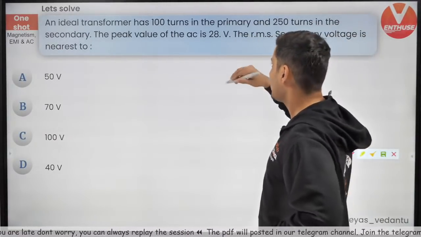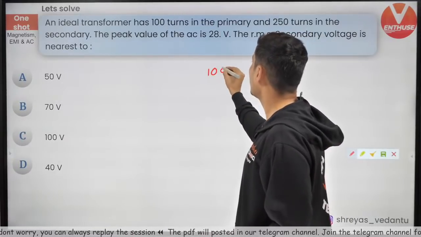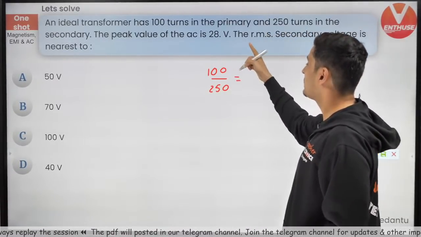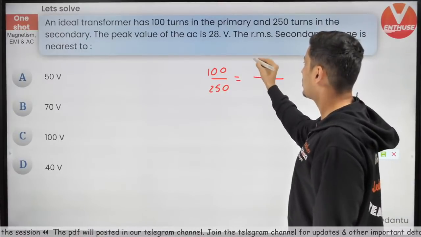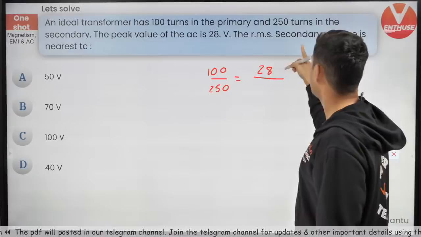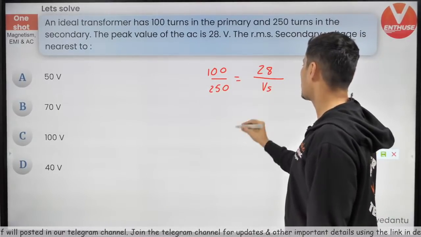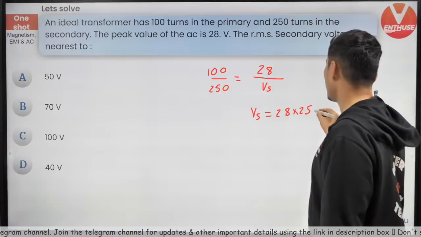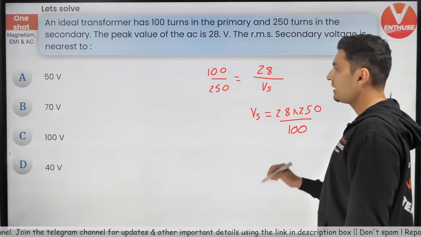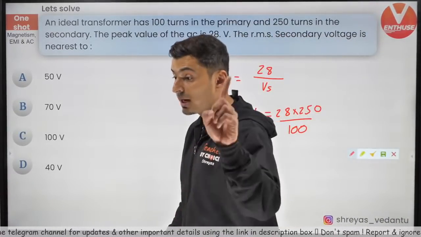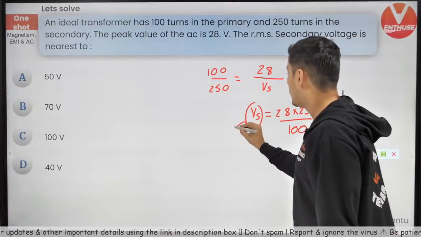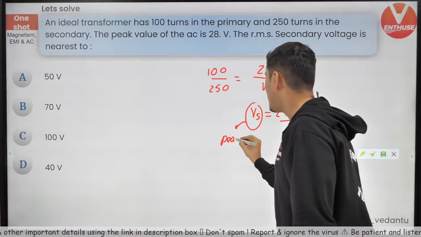Okay, so the ideal transformer has 100 turns in the primary and 250 turns in the secondary. The peak value of the AC is 28 volts in the primary. The secondary voltage is how much? So Vs will be 28 into 250 divided by 100. Come on, do this. But be careful. Whatever voltage you get, this voltage will also be the peak voltage.